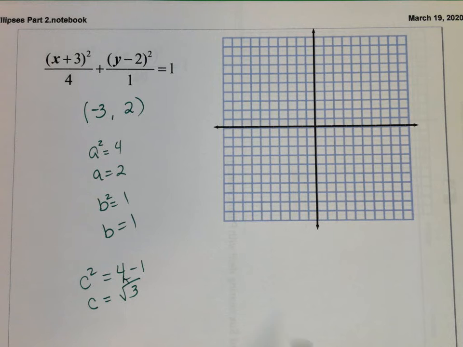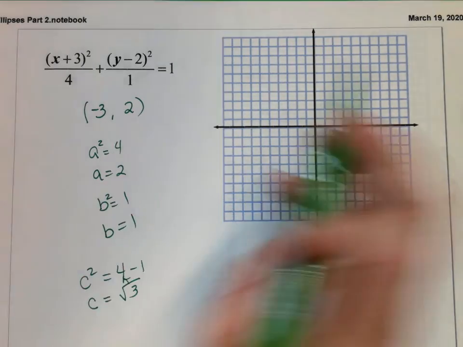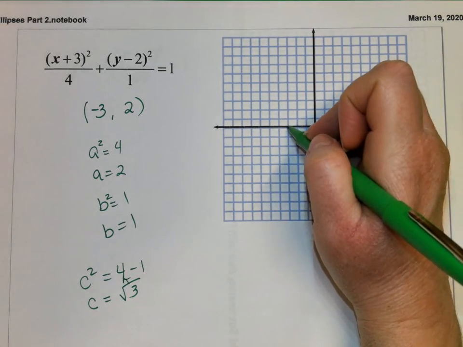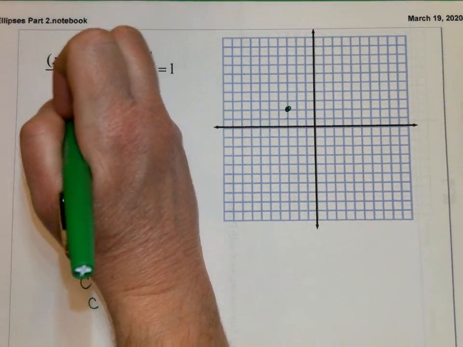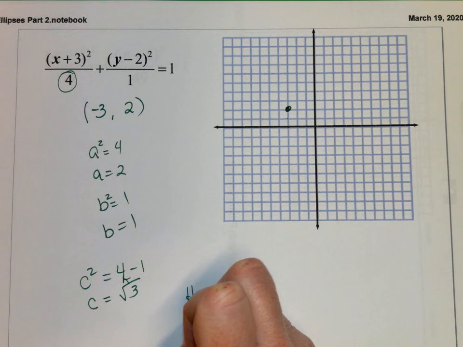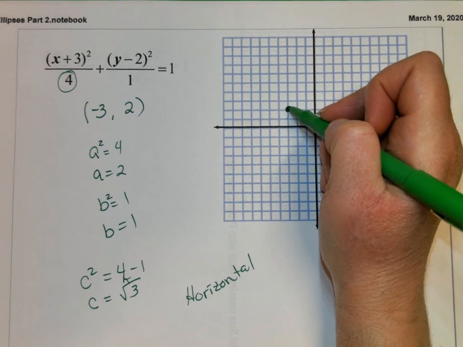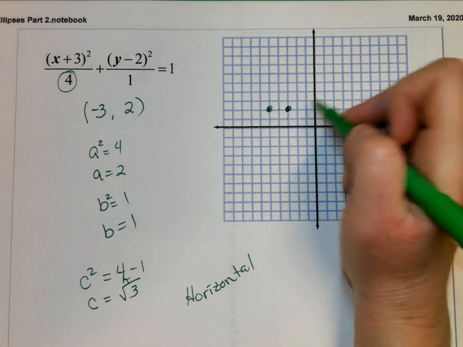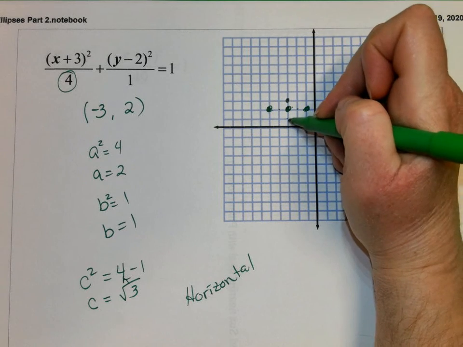So here we go. Find my new center. -3, 1, 2, 3, up 2. There's my center. Is this horizontal or vertical? And how do I know? Well, the bigger number's under the x, so it's horizontal. So I'm going to go left and right 2. I'm going to go up and down 1.